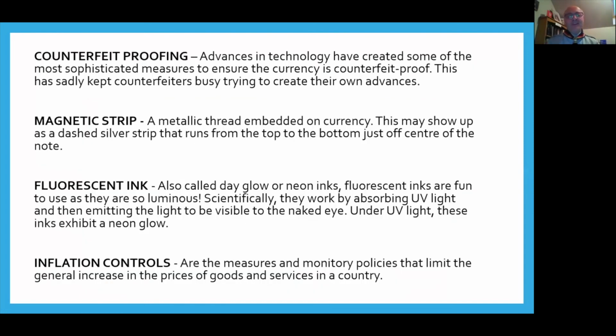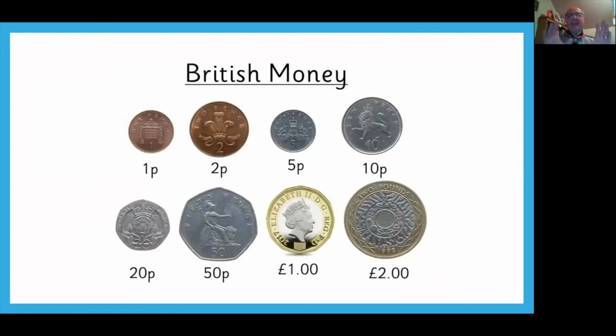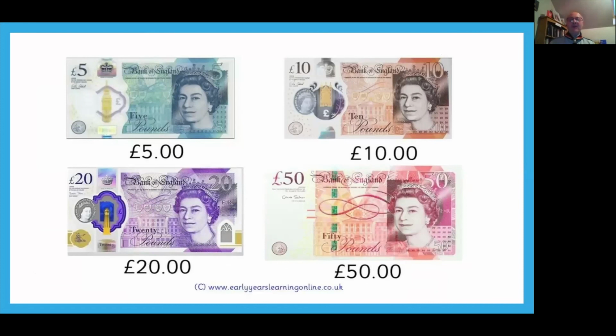All right, there's some other facts about magnetic strips and inflation controls, fluorescent ink. Check it out and you will see on the screen. Here's our British money: 1p, 2p, 5p, 10p, 20, 50, £1, and a £2 coin. If you look at notes, we have a £5 note, a £10 note, a £20 note, and a £50 note. Now, they all have the head on the front if you're from England, but you have to look on the back to see what's on the back. And this is one of the things you've got to do for your collection. You've got to look on the back and describe the currency in your country.